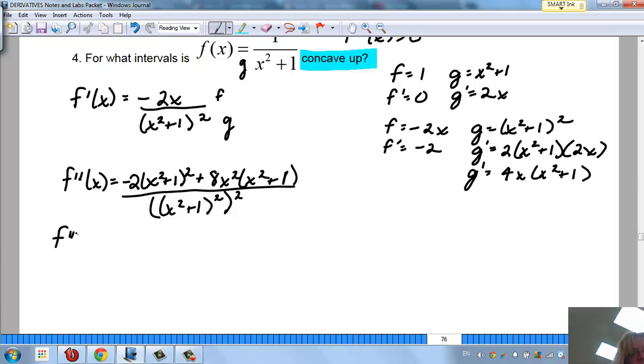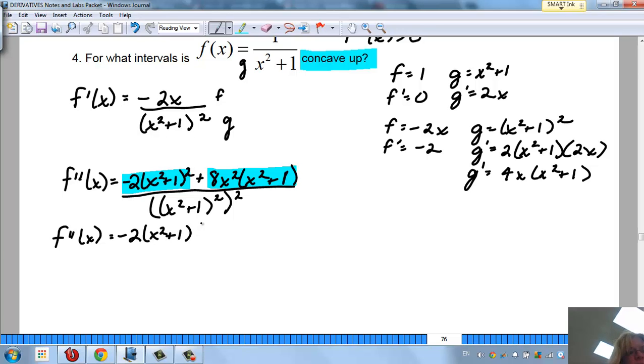So I got f double prime of x is going to equal. Now, I am going to look at this. I have a term here and a term here. I want to see, can I pull something out? Well, I can see they both have a factor of 2 out. I can take that out. And they have x squared plus 1. So I'm going to take out, actually, the negative 2. And I'm going to take out an x squared plus 1.